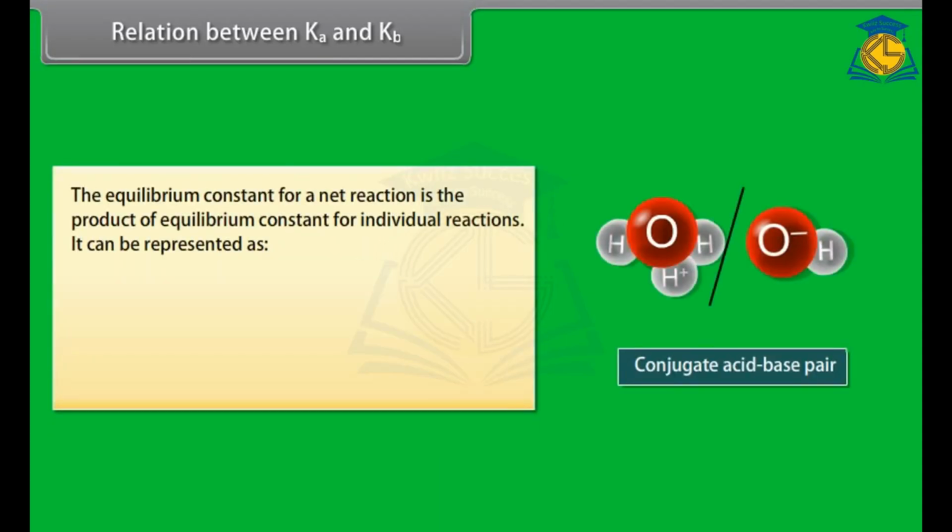Relation between Ka and Kb. The equilibrium constant for a net reaction is the product of the equilibrium constants for individual reactions. It can be represented as K net is equal to K1, K2, K3, and so on. For a conjugate acid-base pair, Ka times Kb is equal to Kw.